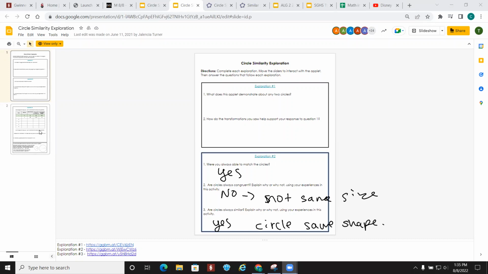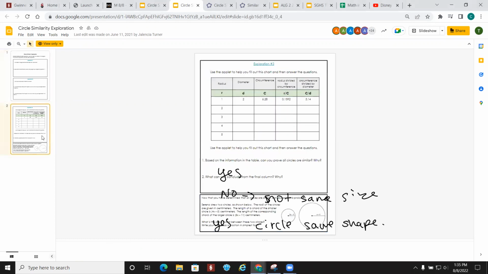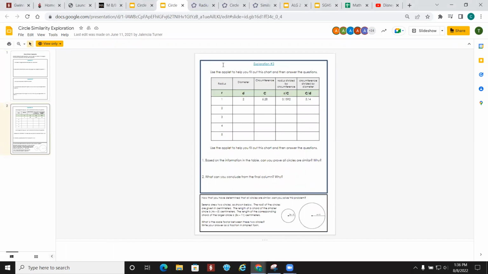Okay, let's go ahead and take a look at the last exploration. What you're going to do is open up this third application. Okay, real quick, let's go over some terminology.